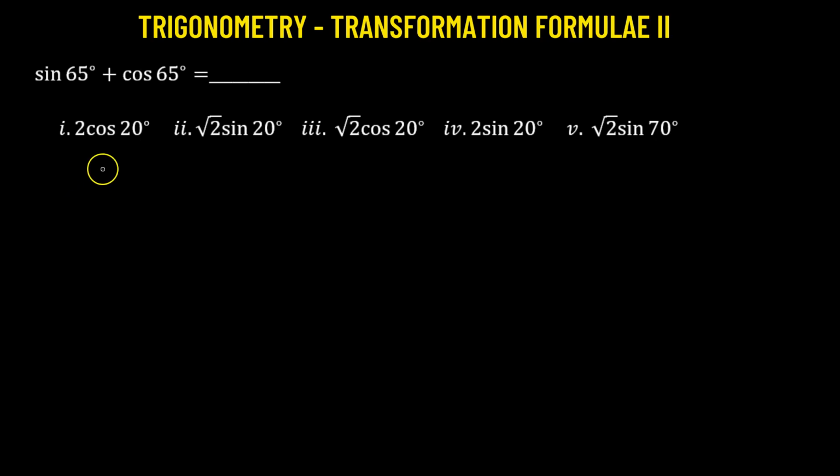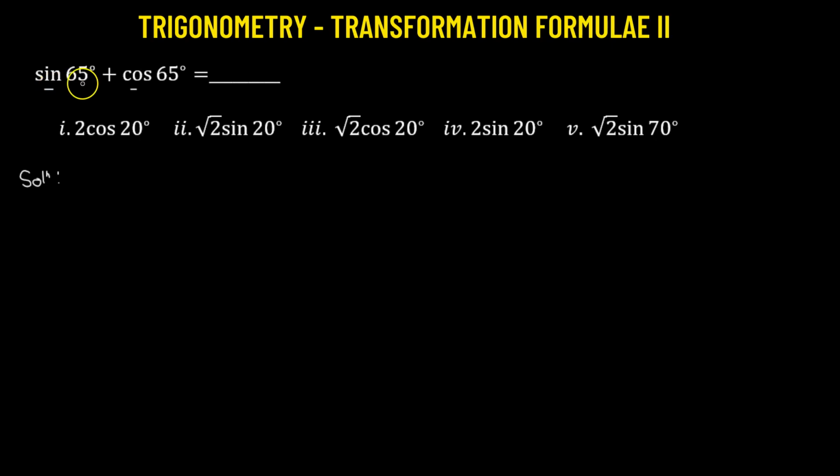We need to find out the value of sine 65 degree plus cosine of 65 degree. Now to solve this problem, we'll be using the transformation formula. However, there's a small problem here. The problem is we can only apply the transformation formula when both of the two functions are exactly the same.